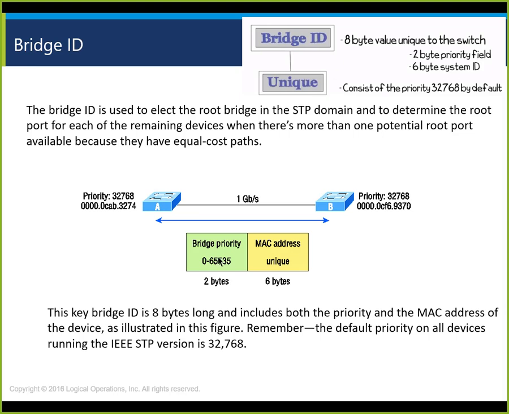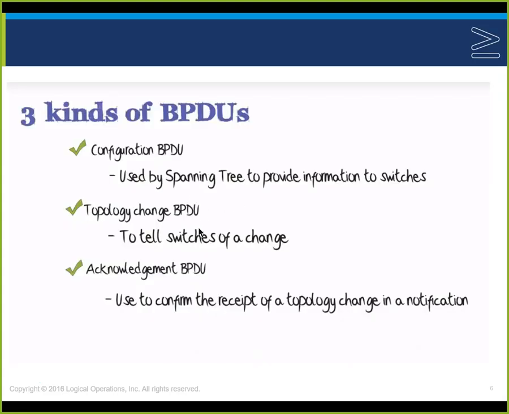The key is that the bridge ID is 8 bytes long and includes both the priority and the MAC address, as illustrated in the figure. So we have here the bridge priority, 0 to 65,535, with 32768 as the default, and the MAC address. It's actually going to be the 32768 plus whatever the VLAN number is. But if we did it that way with VLAN 1, everything gets 1 added to it. It's still going to be the one with the lowest MAC address, all of those being equal.